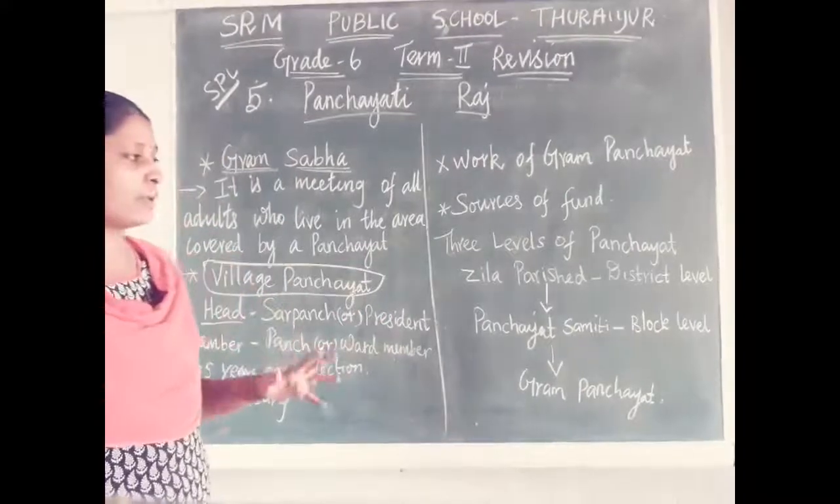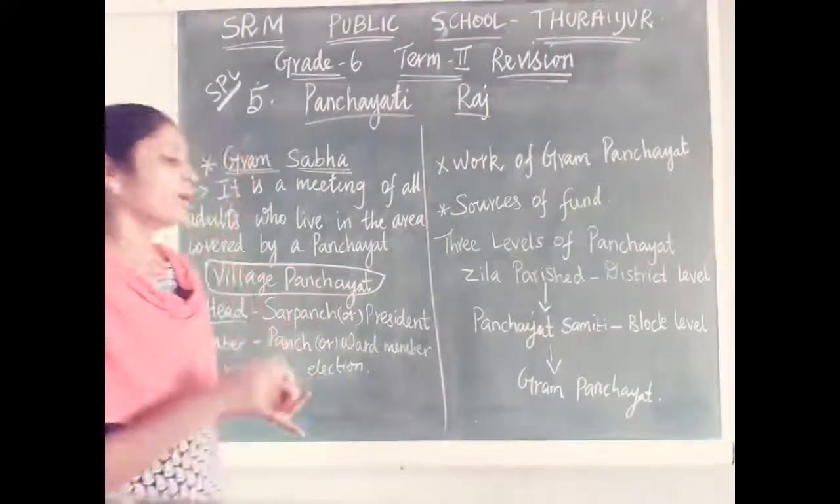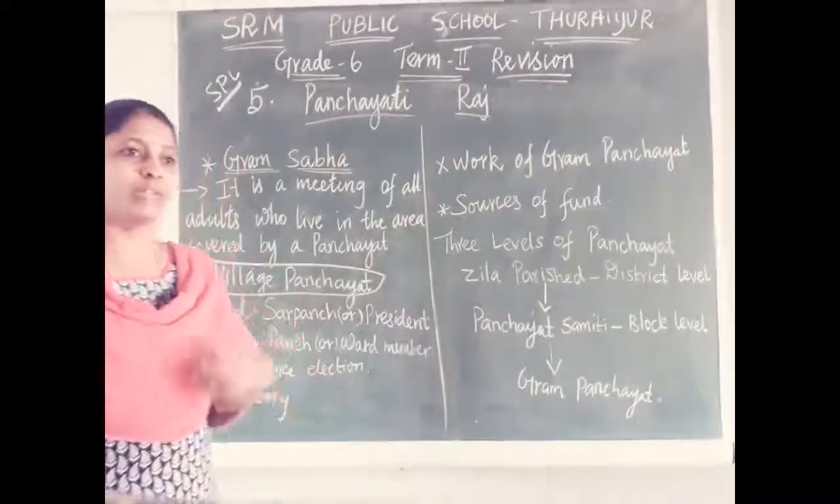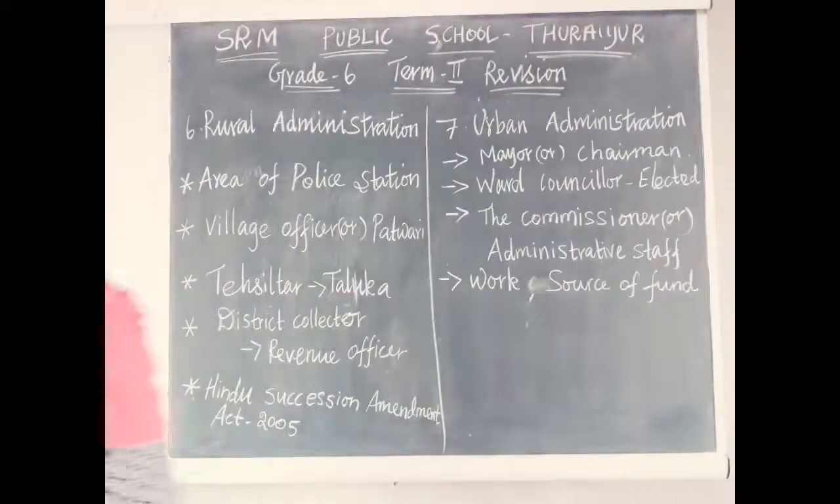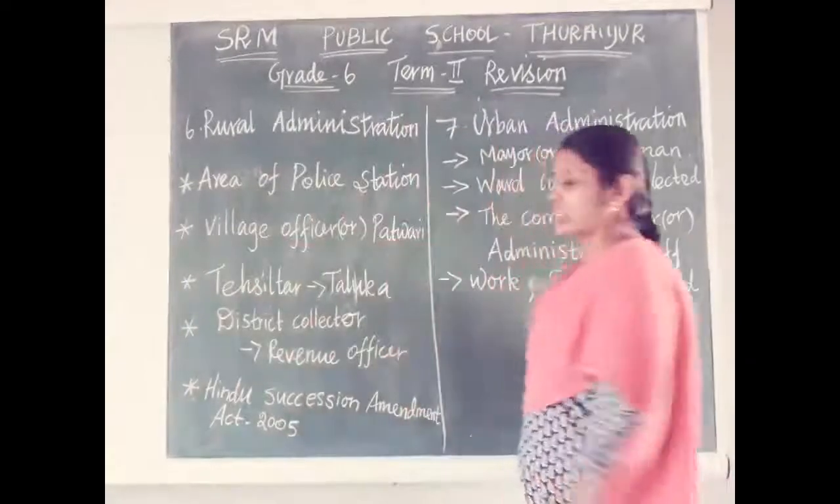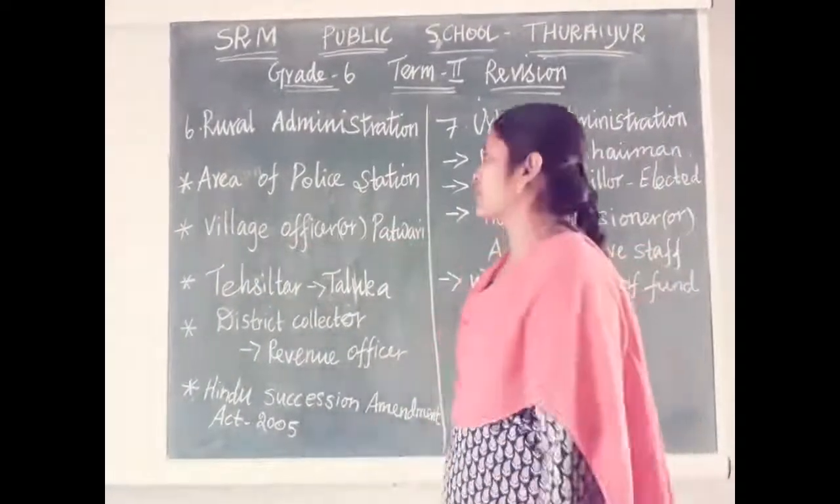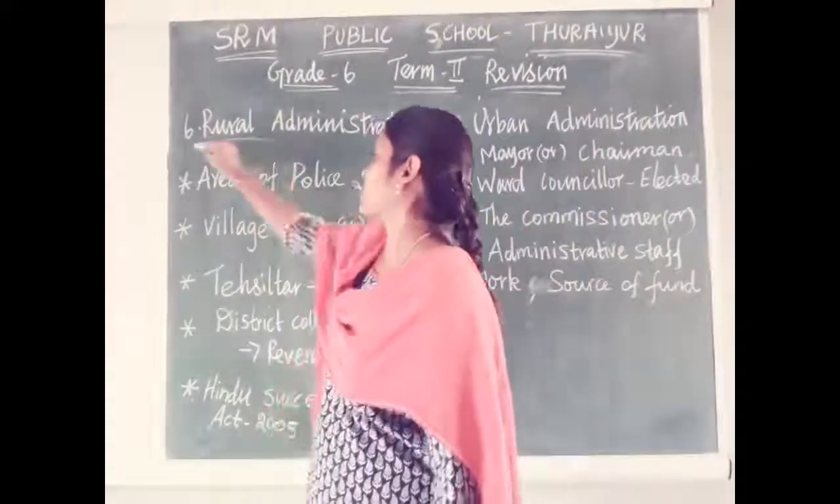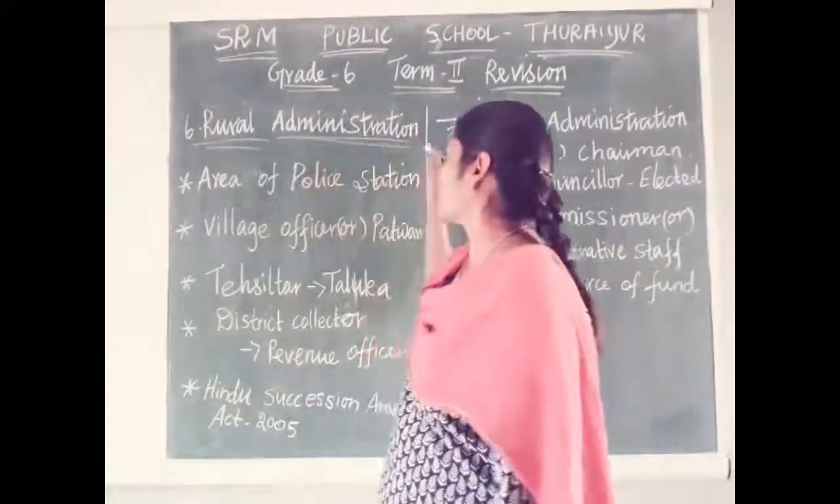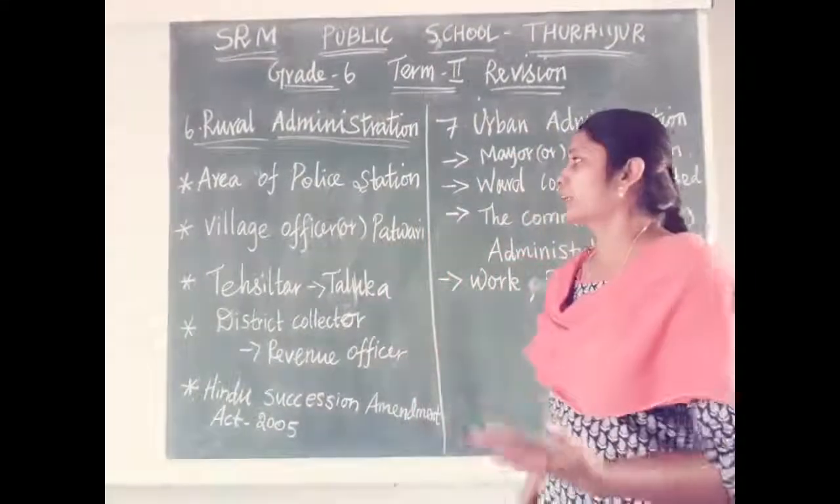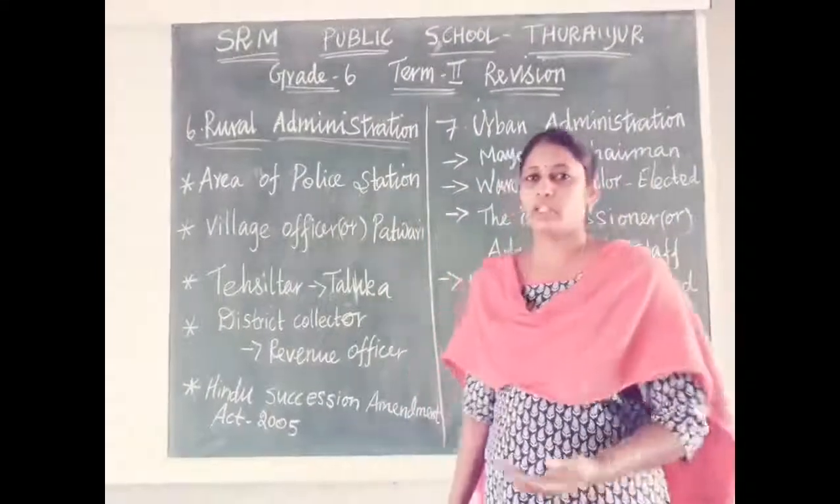So Zilla Parishad, otherwise called district level, Panchayat Samiti, otherwise called block Samiti, Gram Panchayat or village Panchayat. Clear? So next we are going to discuss rural administration and urban administration. So first, 6th lesson, rural administration. Who are involved in the administration measures at the rural level? Maybe at the village level.